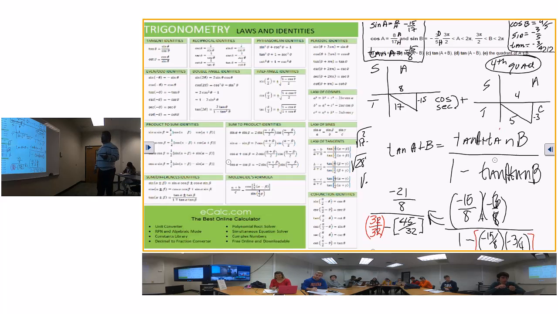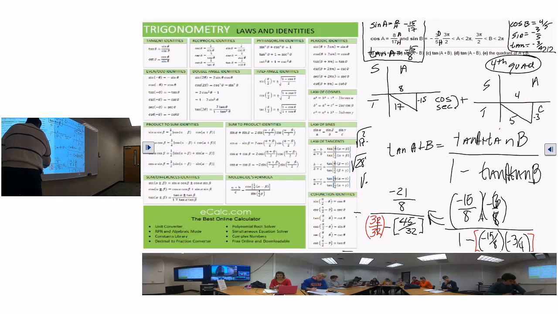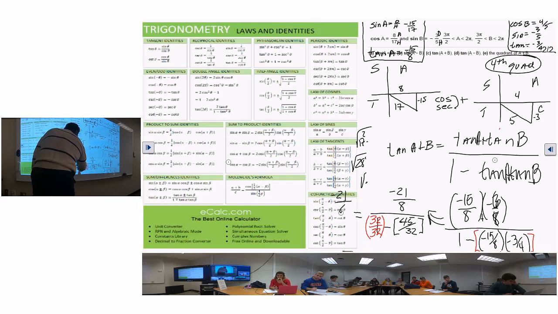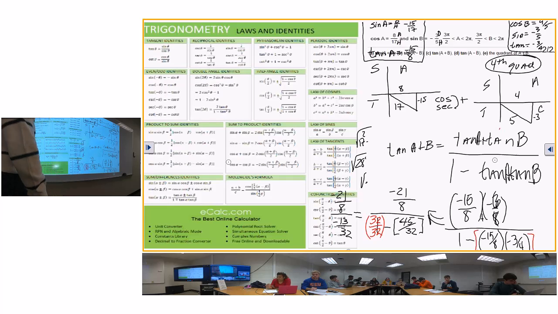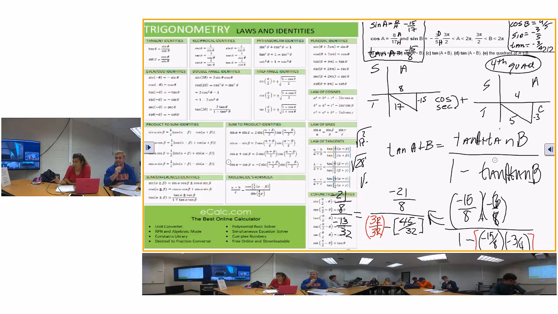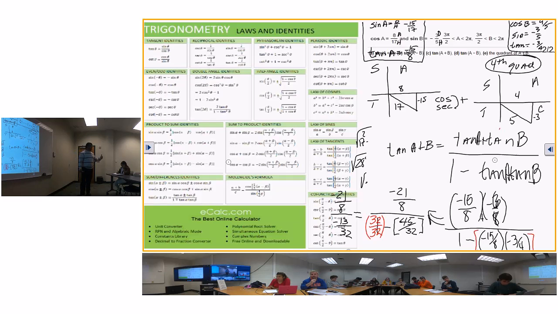So 32 minus 45 is what? I have no idea. Negative 13. Thank you. Negative 13. So I'm going to go over here, and I'm going to write negative 21 over 8 divided by negative 13 over what? 32. Now you got a denominator. First of all, you got a negative divided by a negative. So the answer is going to be positive, Hubert. Thank you, class.